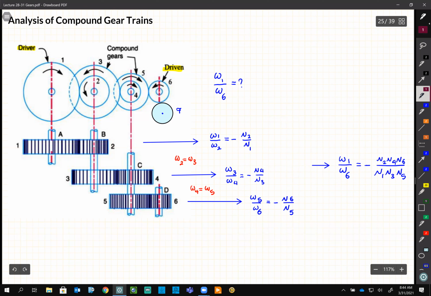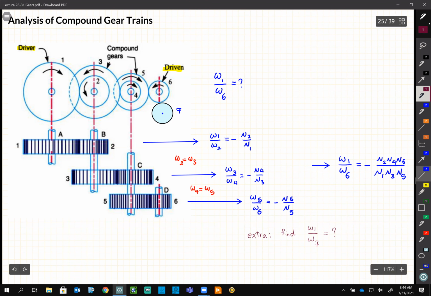Then extra. This is a practice. Find omega 1 to omega 7. One more step you need to do, right?